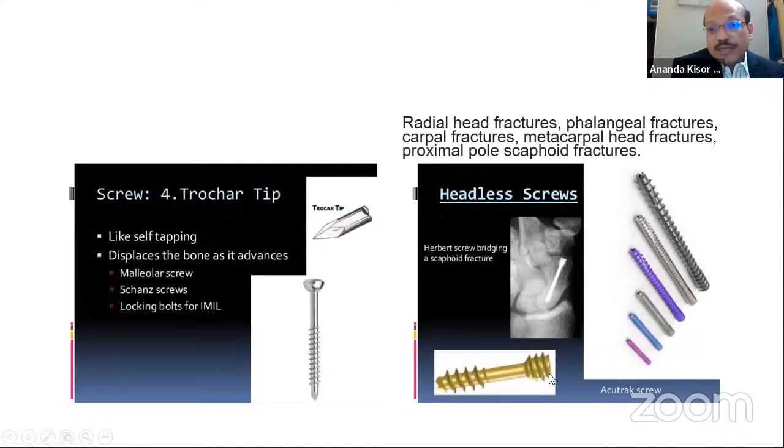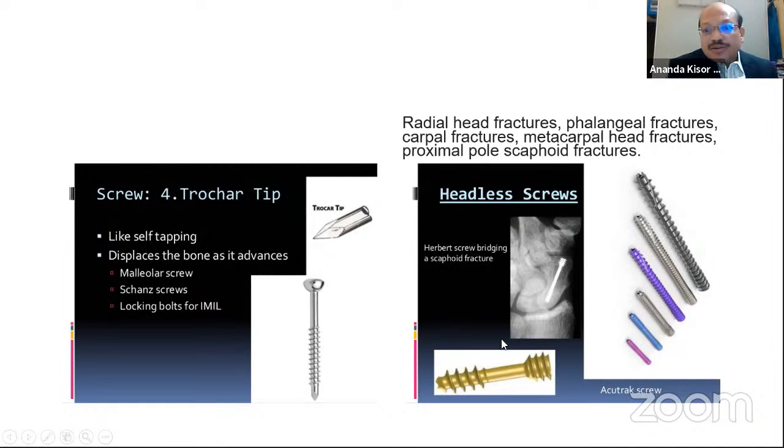Now there are some headless screws like this. How does it help? This headless screw is known as the Herbert screw. It has a larger thread at one end and a smaller thread at the other end, and it is inserted in this manner. The distance covered by one thread in one turn is known as the lead. As the threads are much larger in this area, much more distance is covered by a single turn, whereas in one single turn a very small distance is covered in this area, as the threads are small.